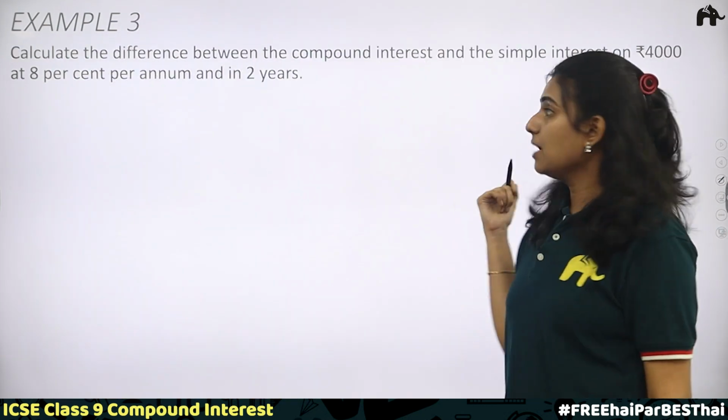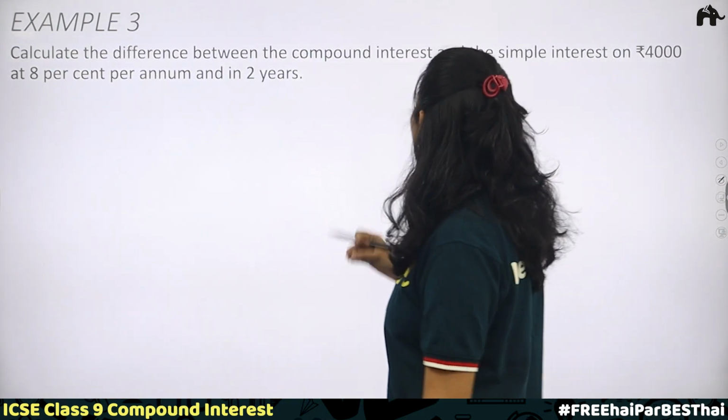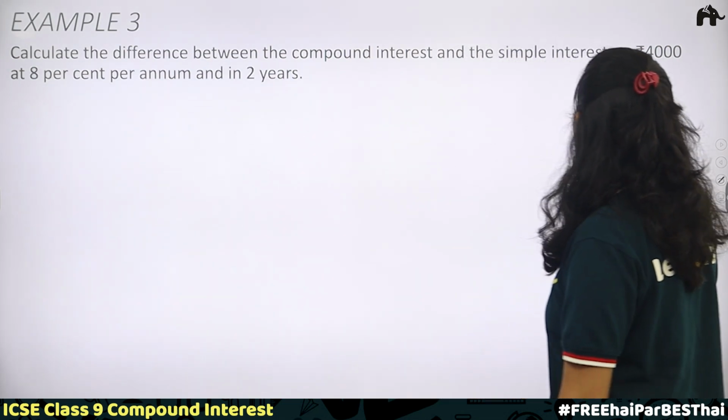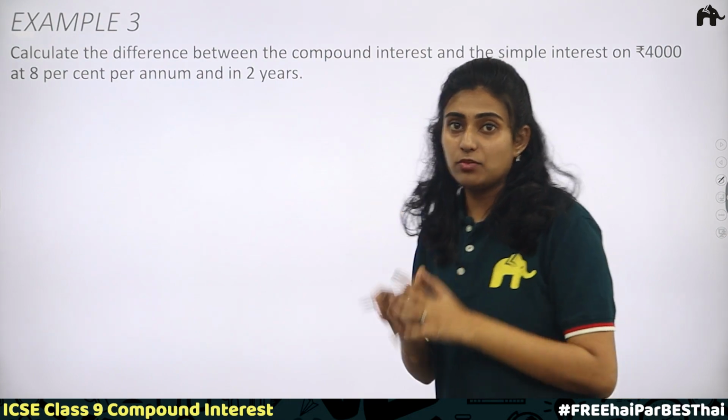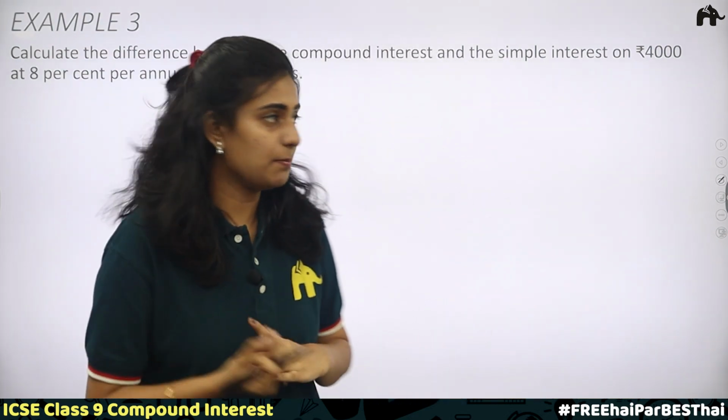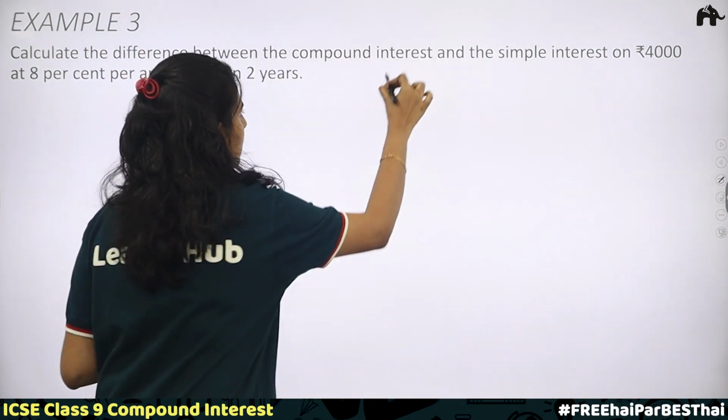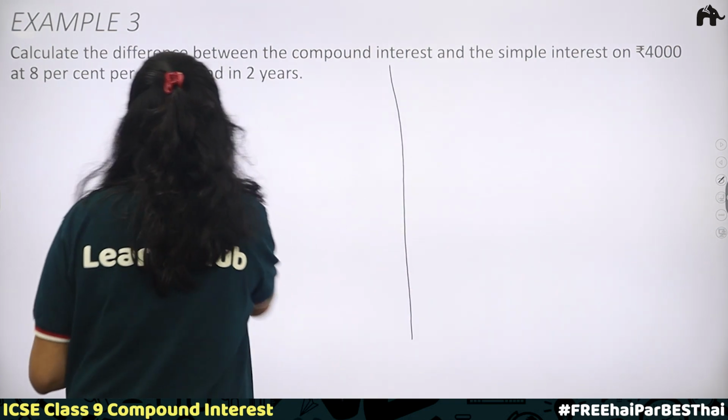Example 3, calculate the difference between the compound interest and simple interest on rupees 4,000 at 8% per annum and in 2 years. Here we have to find simple interest and compound interest separately and take the difference of it. First, let us find the simple interest.